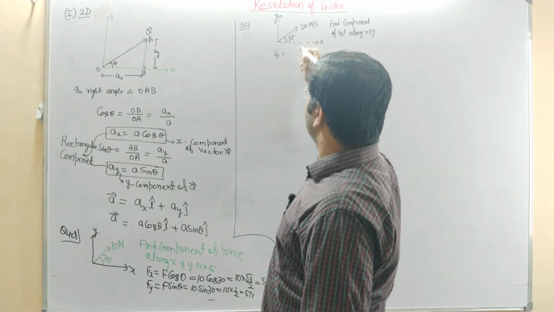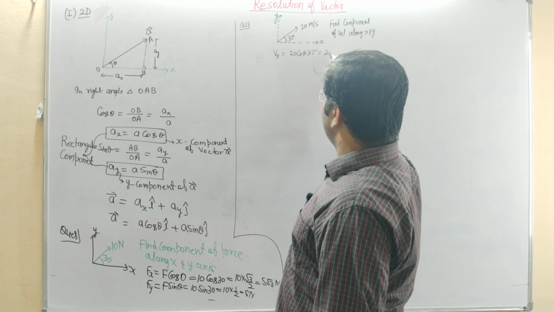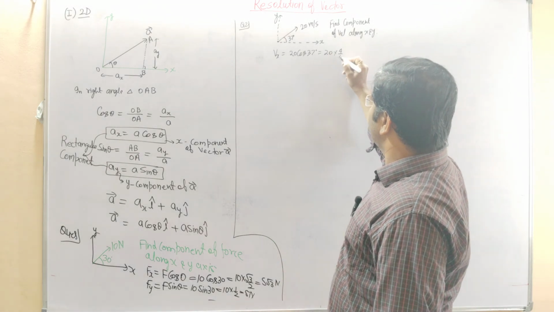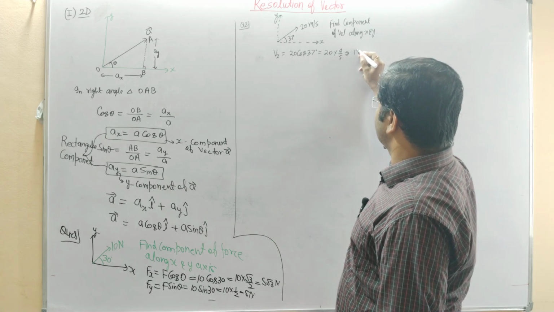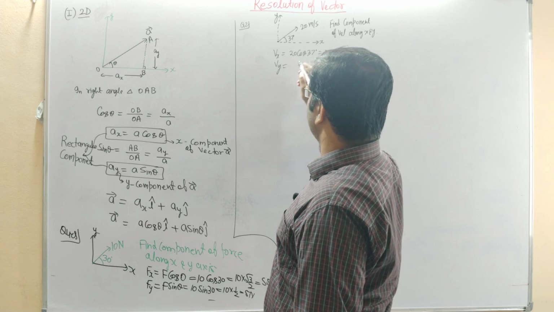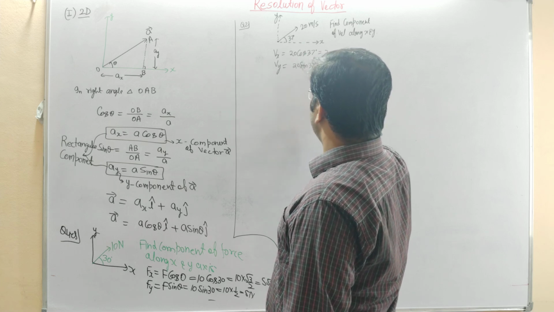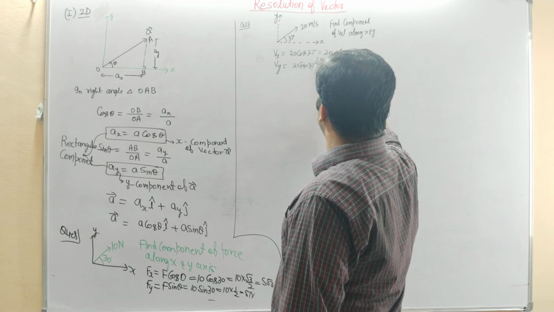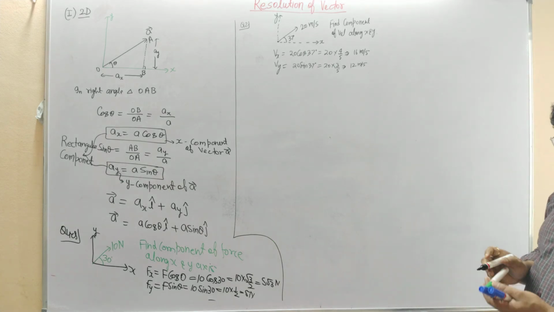Vx will be equal to 20 cos 37, and we know cos 37 value is 4 upon 5. So this value will be 4 into 4, this is 16 meter per second, and y component will be 20 sin 37. This value will be 3 upon 5, this value is 12 meter per second. So this is how we will resolve a vector along two mutually perpendicular axis directions.